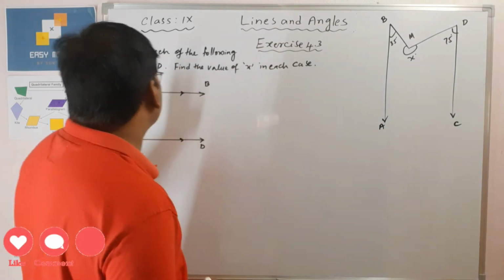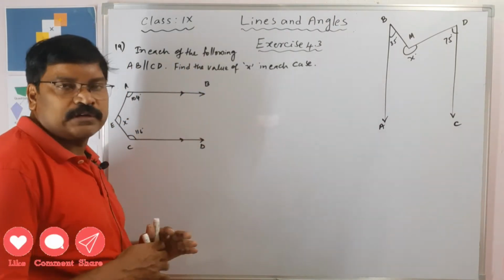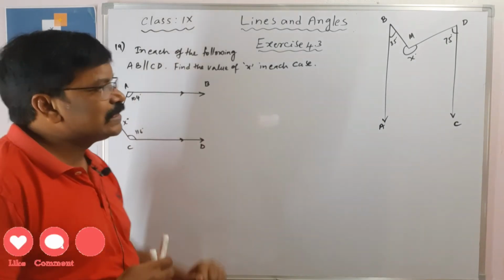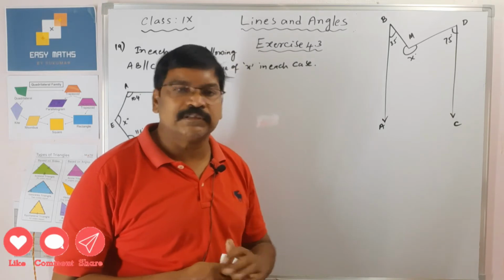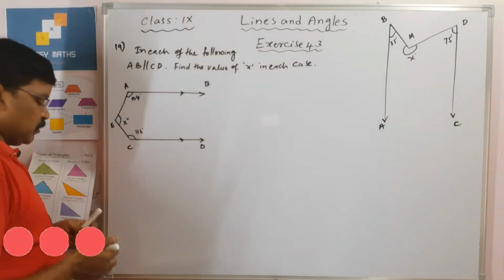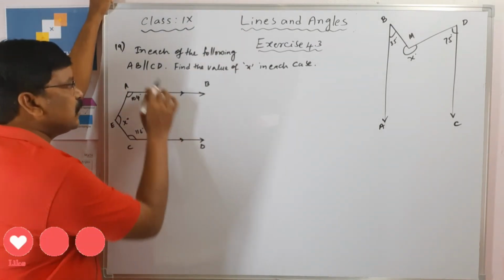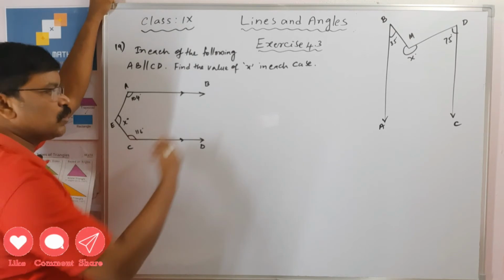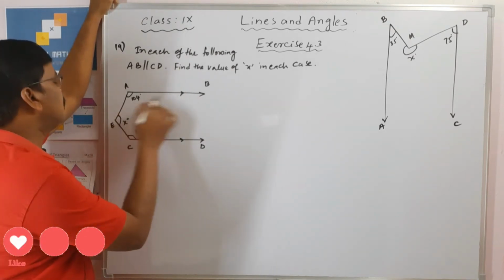Okay. Coming to the 19th question in exercise 4.3. Actually, there are 3 parts here. First, second, I am leaving for you to do as homework, and this is the third one. Here, this AB and CD are parallel. Find the value of x in each case.